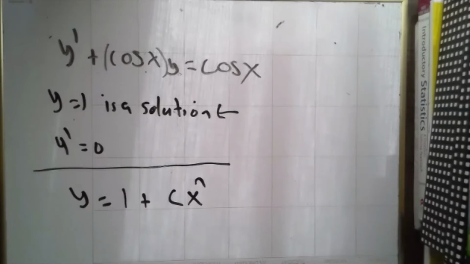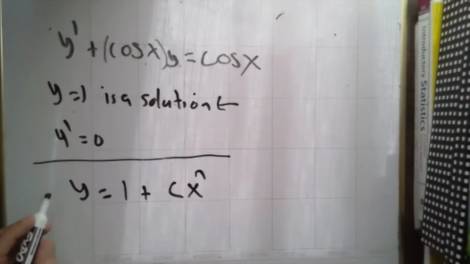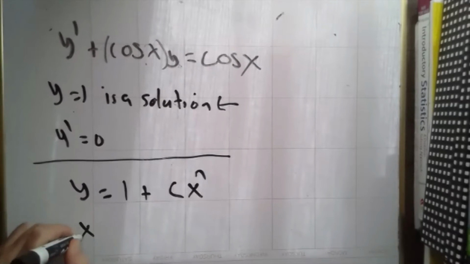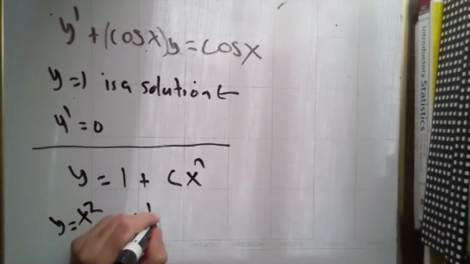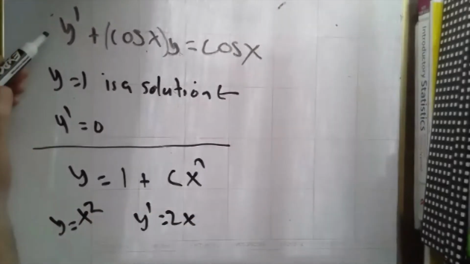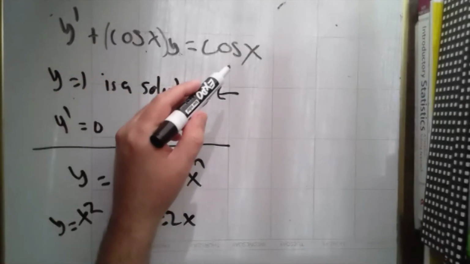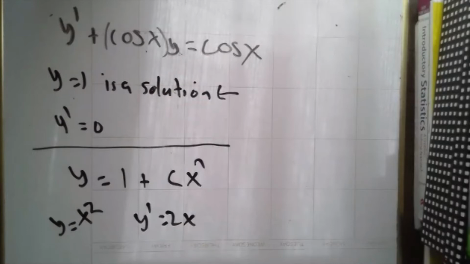But again, we see pretty quickly, if I'm using powers of x, say even if I just tried y equals x squared, then the derivative would be 2x. So I'm going to have up here a 2x plus an x squared cosine equals a cosine. That's not going to work.